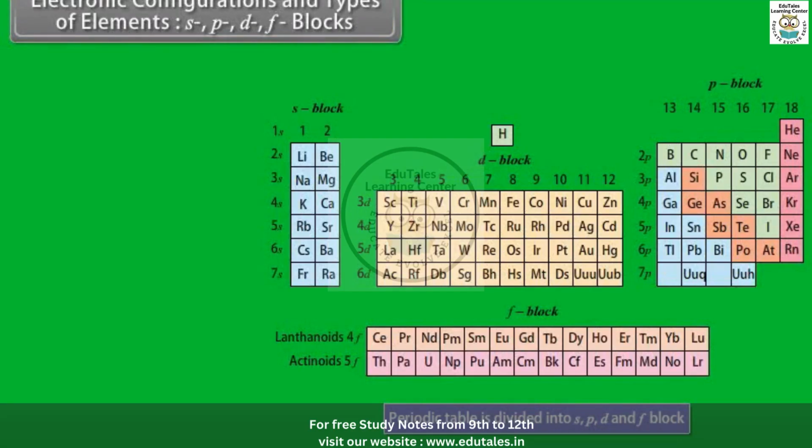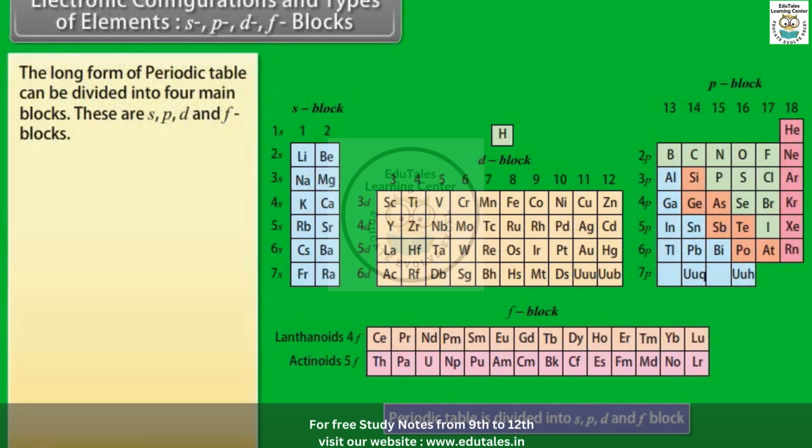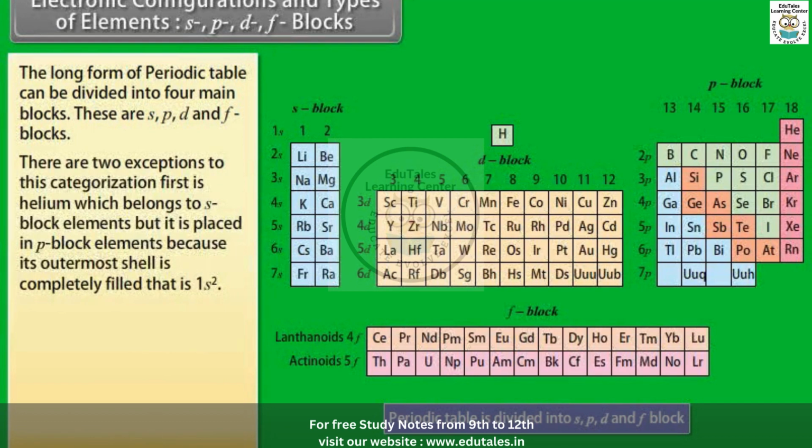Electronic configurations and types of elements. s, p, d, f blocks. The long form of the periodic table can be divided into 4 main blocks. These are s, p, d and f blocks. There are 2 exceptions to this categorization.